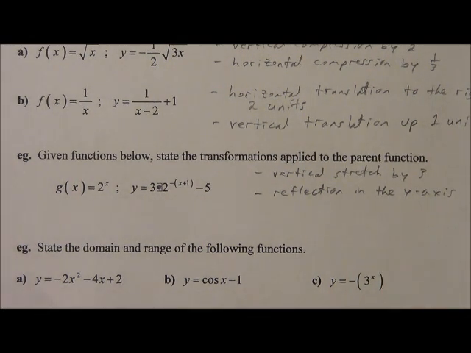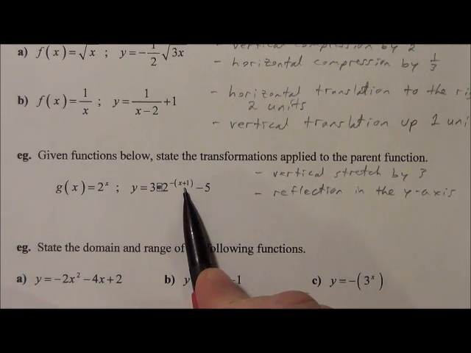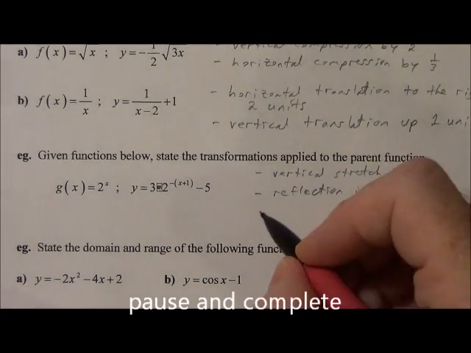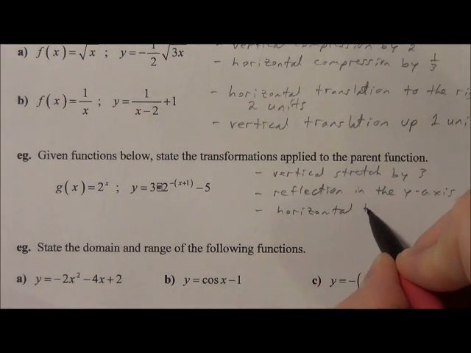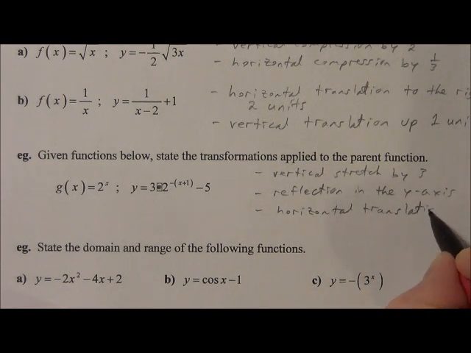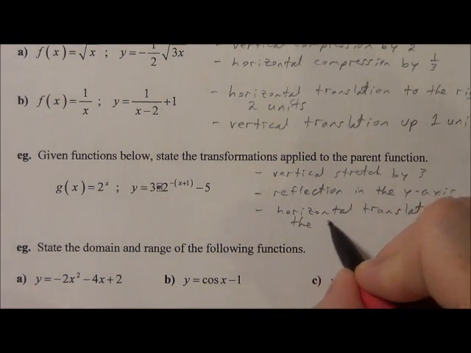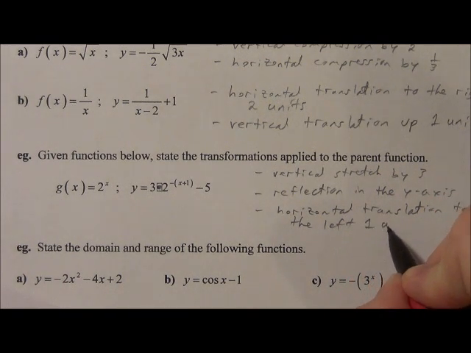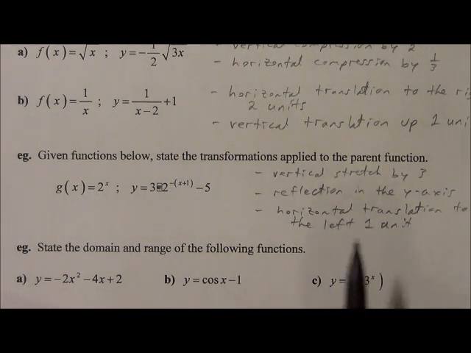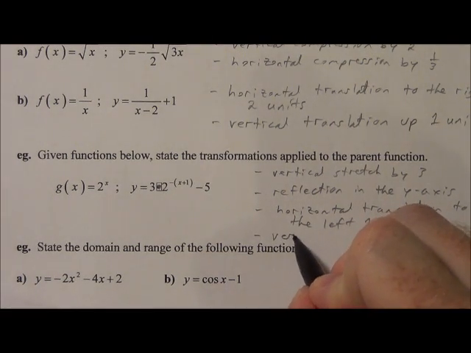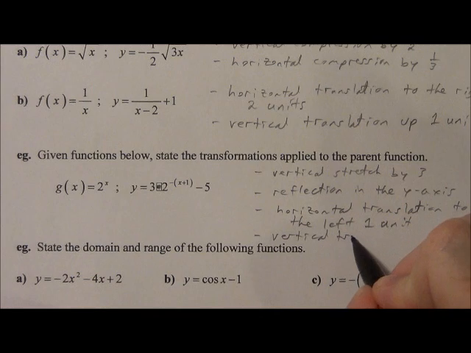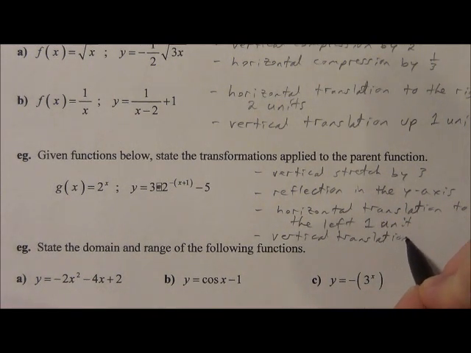Then what does that plus 1 do in here, in with the x? That's a horizontal translation to the left 1 unit. And then what does that negative 5 do there? That'll be a vertical translation down 5 units.